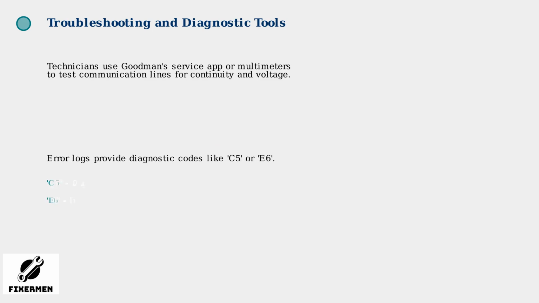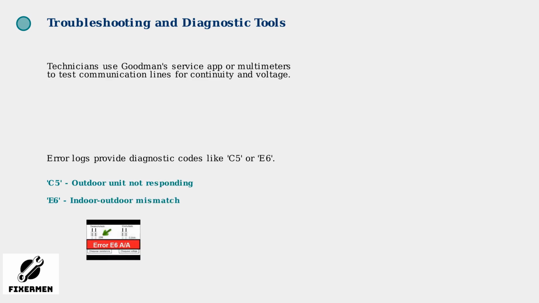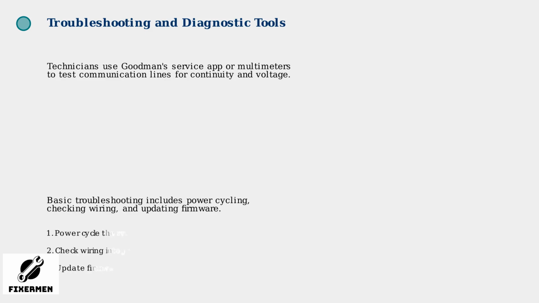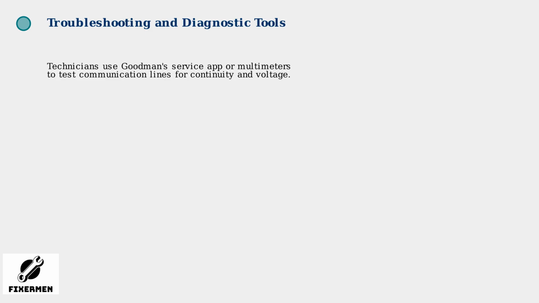Voltage testing ensures proper power levels on the lines. Error logs, accessed via the unit's display or app, show specific codes. C5 indicates the outdoor unit isn't responding, while E6 signals a mismatch between indoor and outdoor components. Basic troubleshooting starts with power cycling the system to reset connections. Next, inspect wiring for damage or corrosion. Finally, ensure firmware is updated for the latest fixes.